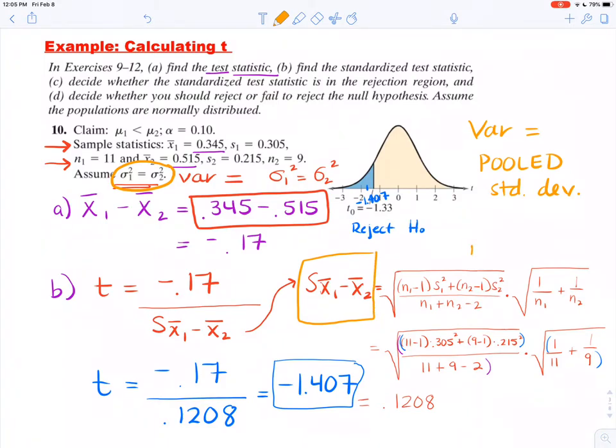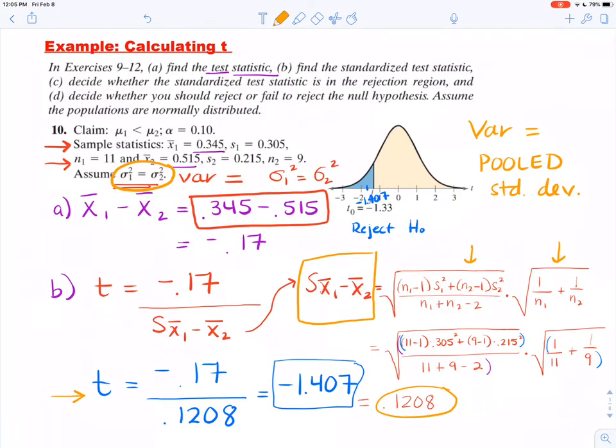All right, so here's my formula. That's what my formula looks like. And then I plugged in all my information based on the sample statistics. And I calculated a pooled estimate of the standard deviation at 0.1208. Now, pulling all of that together, I took that difference between the sample means, I divided by standard deviation, and I got a standardized test statistic of negative 1.407.